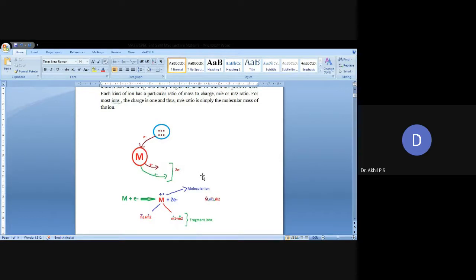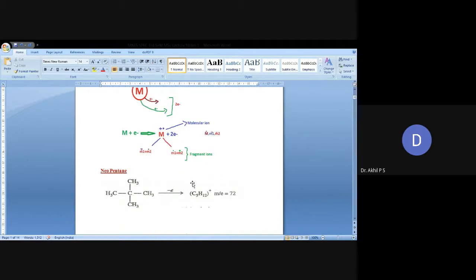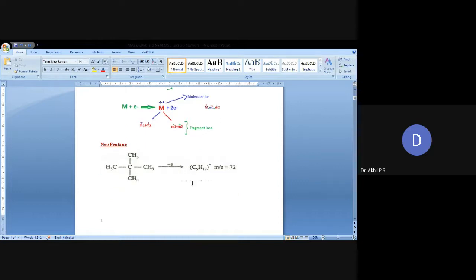Capital M is the sample and we are bombarding it with electrons. Two electrons will be lost, and the fragment ions are shown in this figure: m1+, m2+, m2•, m1•. An example of neopentane is also shown in this figure.